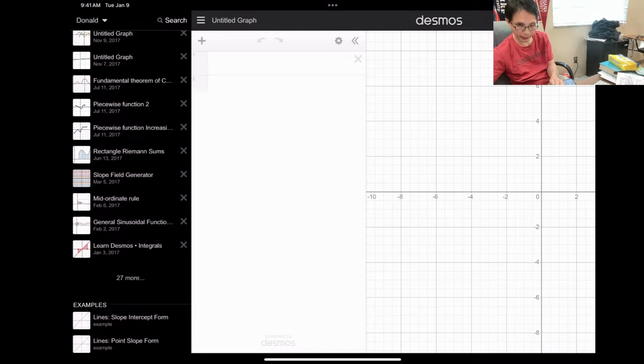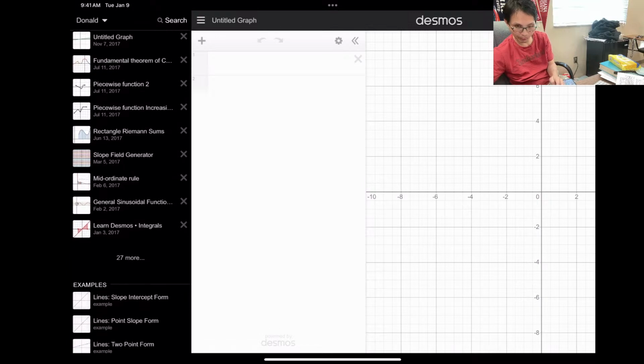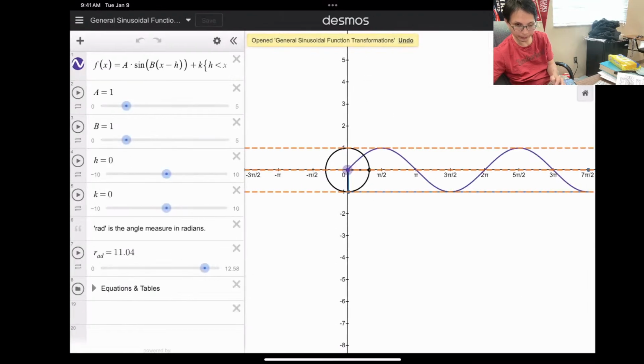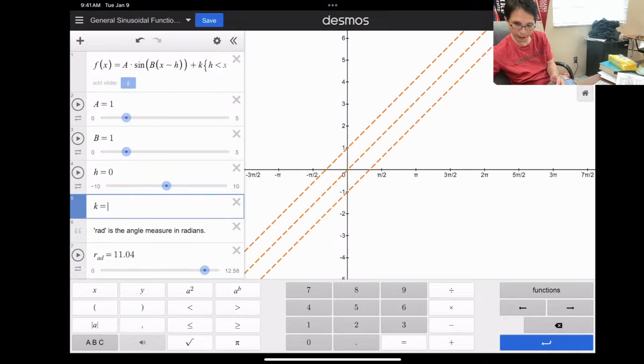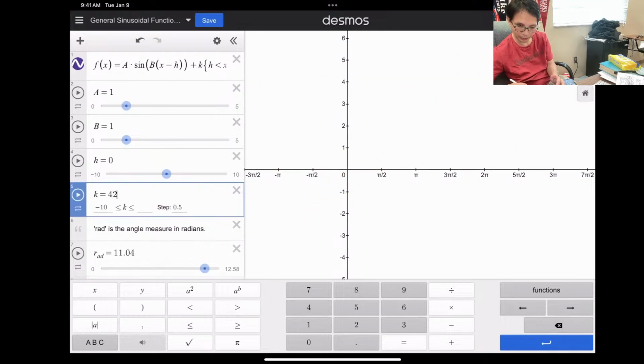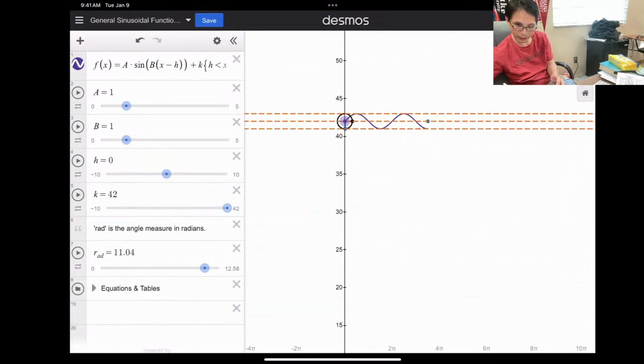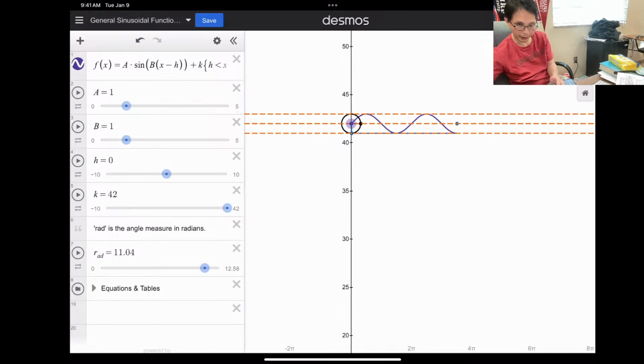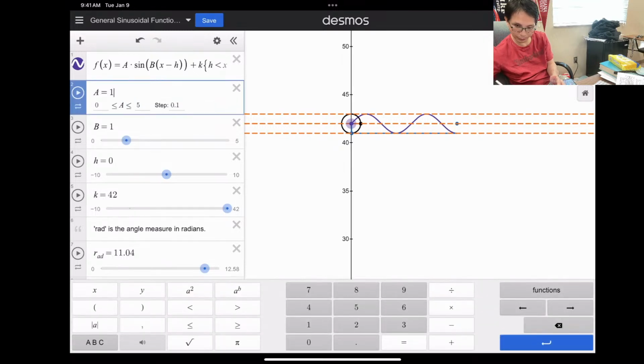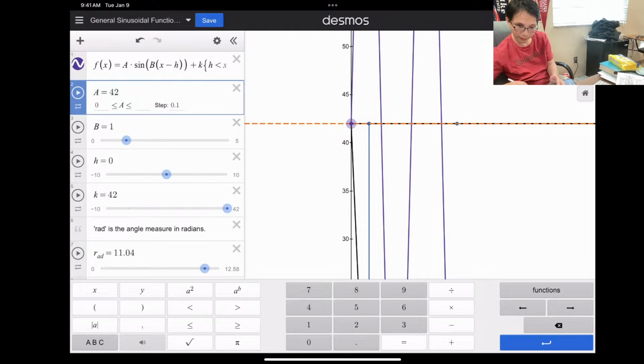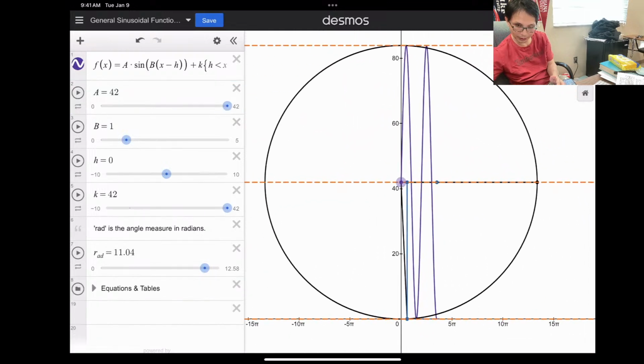Where's that thing at? Right here. So imagine that I'm moving up the K. K is the midline, so it's 42. So it's like this, right? But my amplitude is going to be 42 as well. So that way you can see this. So you see this rotation.